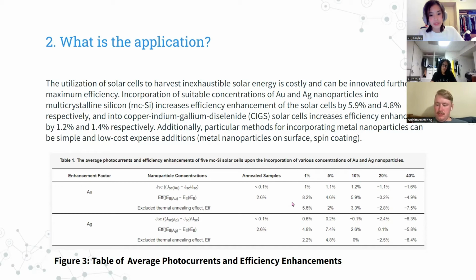And in the table below, we have the nanoparticle concentrations and their percentage of efficiency enhancement. And so as you can see, the 5.9% and 4.8% and other values are in the table. And like Aurora stated, there is a certain threshold of where the concentration yields the most efficiency enhancement.